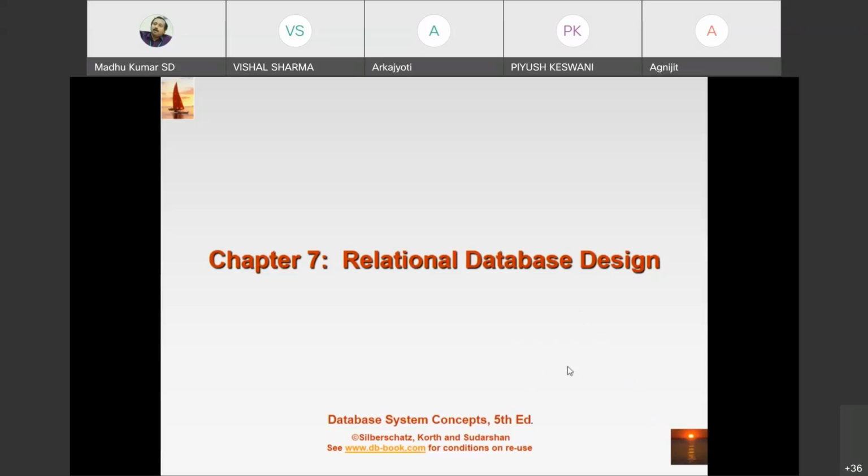Tanya? Yes, sir. Many designs possible. Many designs are possible. So how do you compare those designs? Sadish Kumar, Tanya was saying that there are many designs possible for a given application. So how do you compare them?